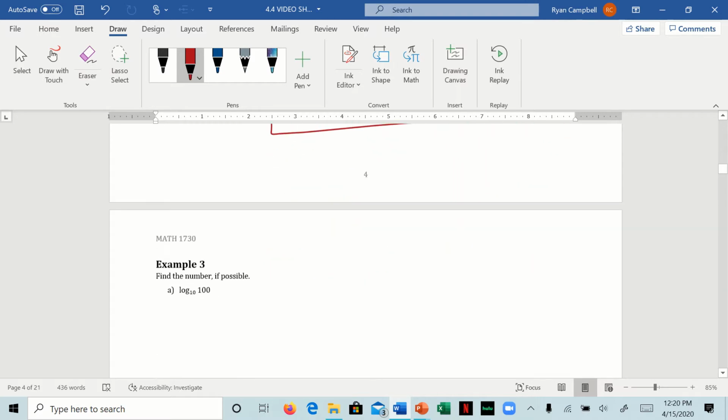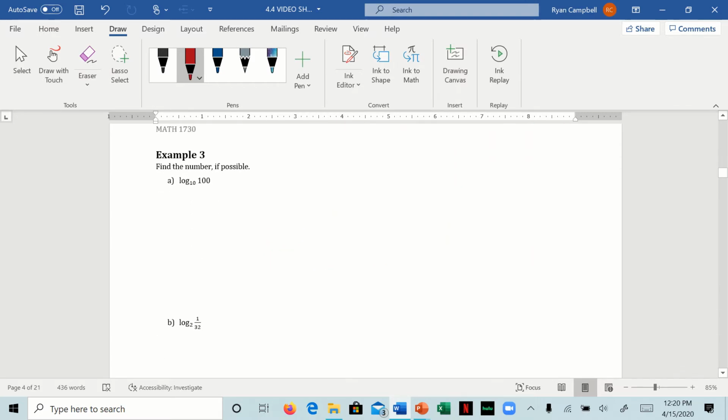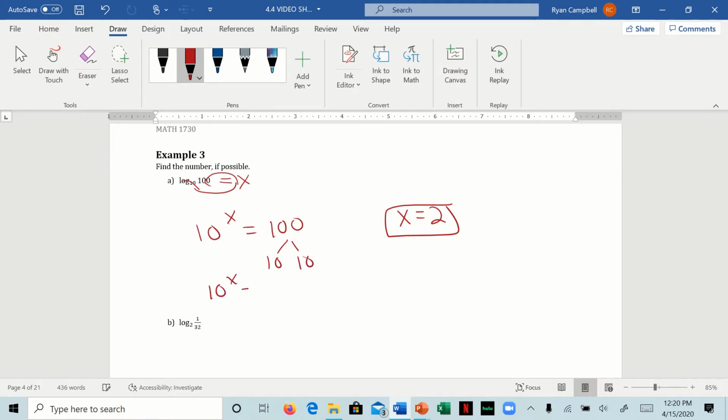Good. All right. So let's find this number if possible, and let's try to do it without calculators. If this equals some number x, then we know that 10 raised to some number is 100. So 10 raised to what power is 100? Well, hopefully you can just see it's 2. But if not, we can also break down the 100. We know 100 is just 10 times 10. So that means 10 to the x is 10 squared. Same bases, so we can get rid of them. x equals 2.